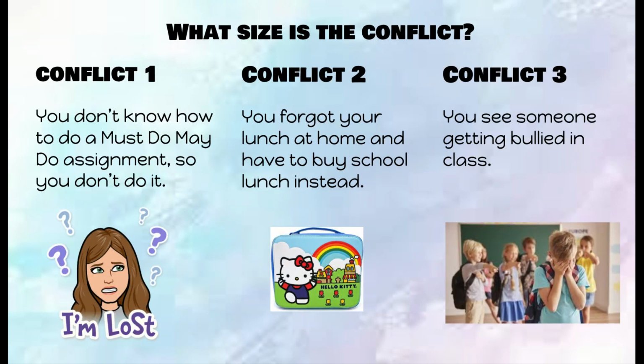Next, I want us to review. Here you can pause and look at conflict 1, 2, and 3 and try to write down on a little piece of paper maybe, or keep it in your head, what size conflict you think each one of these is. Conflict 1: You don't know how to do a must-do, may-do assignment, so you don't do it. What size conflict would that be?